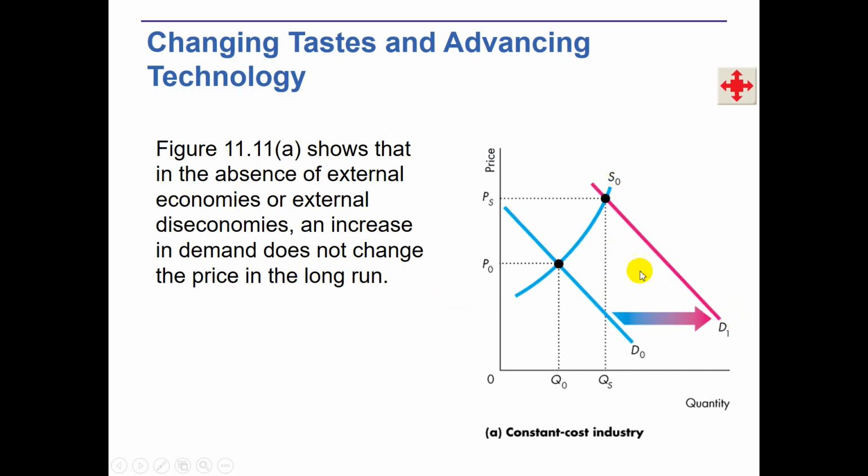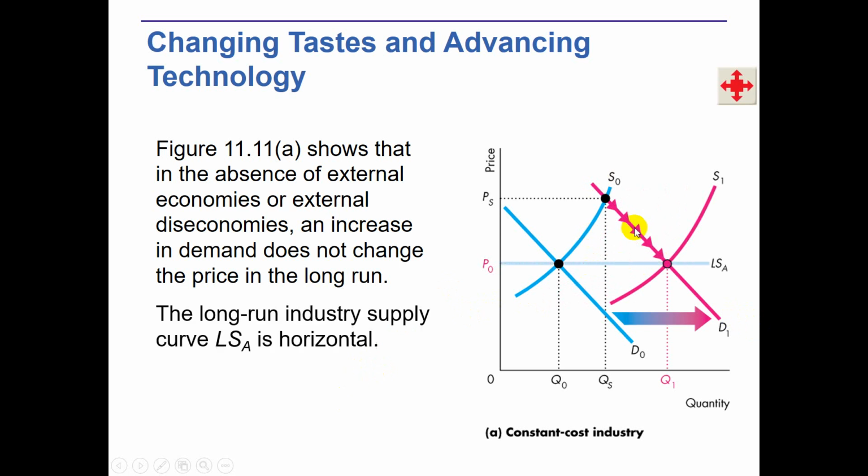You can see that because of higher demand, more firms enter the market, so there is again a restoring of the market supply, and then we have the same price which we had earlier. So the long-run industry supply curve is horizontal, at the price level. So the long-run price is not changing here in the absence of external economies or external diseconomies.